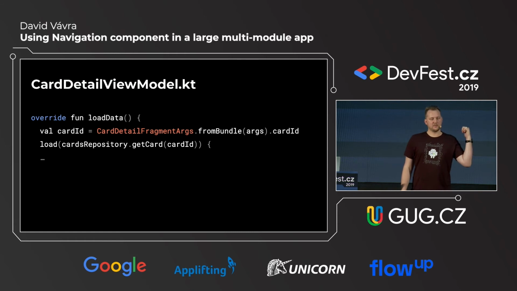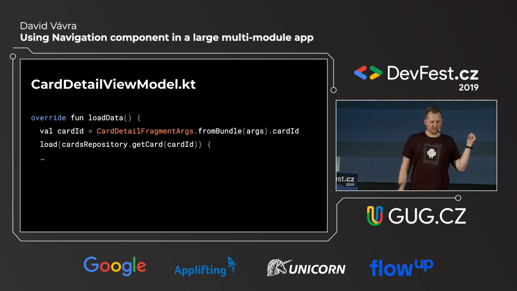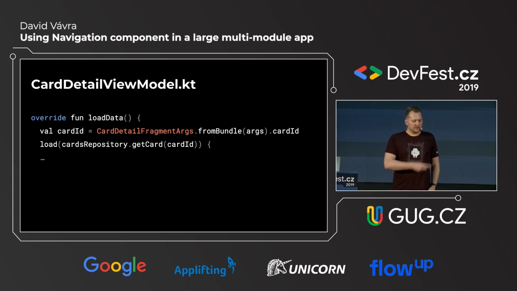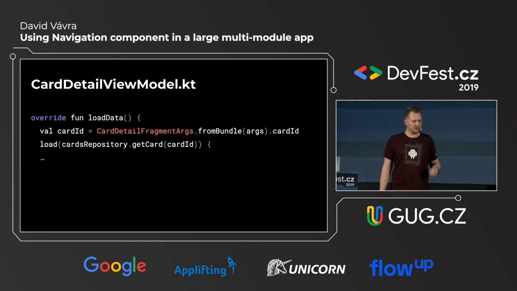So this is the implementation of the loadData method in one concrete fragment. It will get the argument from this bundle. This is again auto-generated by the navigation component, and it will call this load method, which actually loads the data from our backend using this card ID.